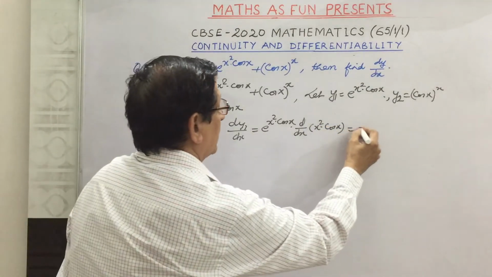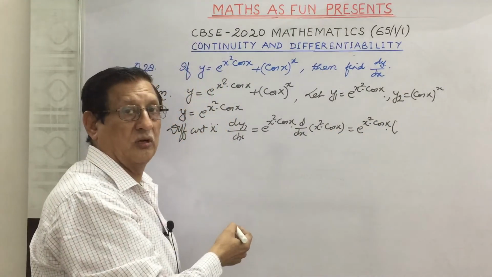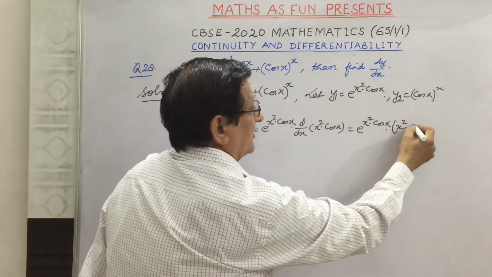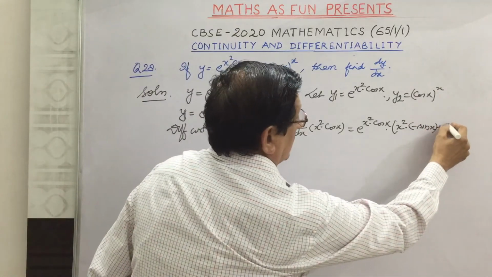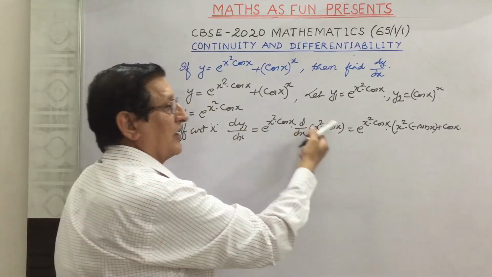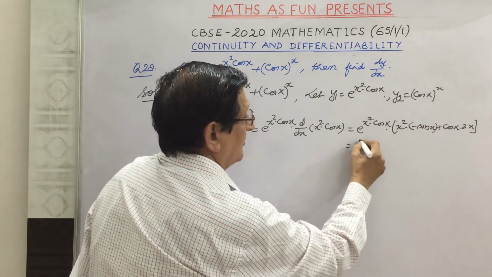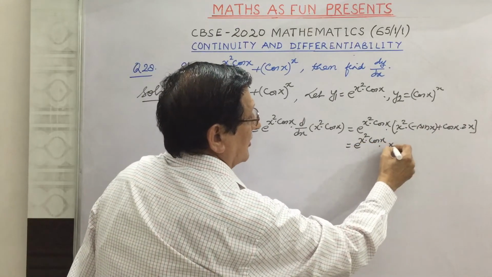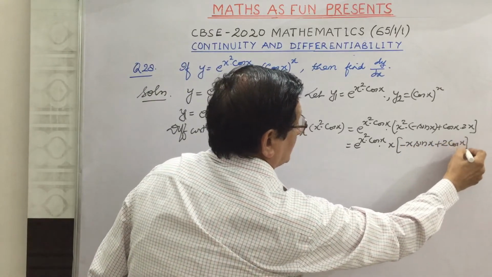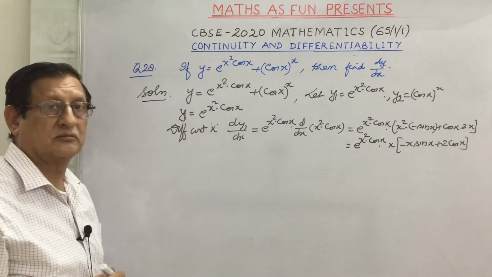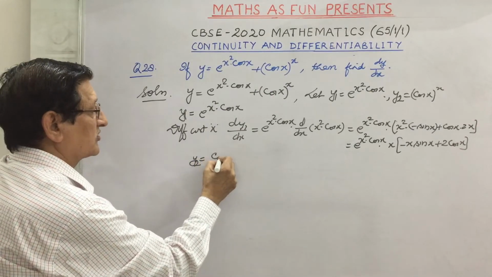And then it comes as e to the power x square into cos x, and the derivative of this is, we have to use the product rule, x square into d by dx of cos x, which is minus sin x, plus cos x into derivative of x square, which is 2x. And now we can take x common from this. This will be e to the power x square into cos x into x, and here it comes as minus x sin x plus 2 cos x. This is the derivative of y1. Similarly, we go for y2. y2 is cos x whole power x.